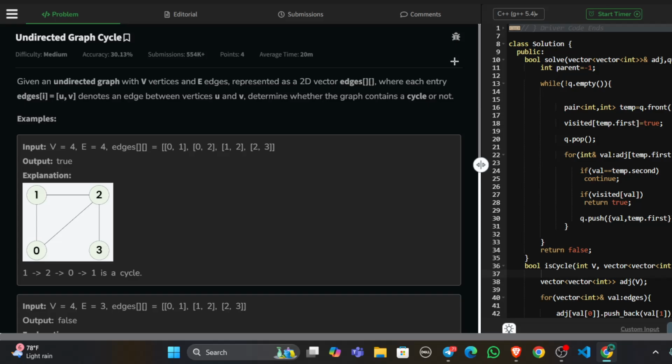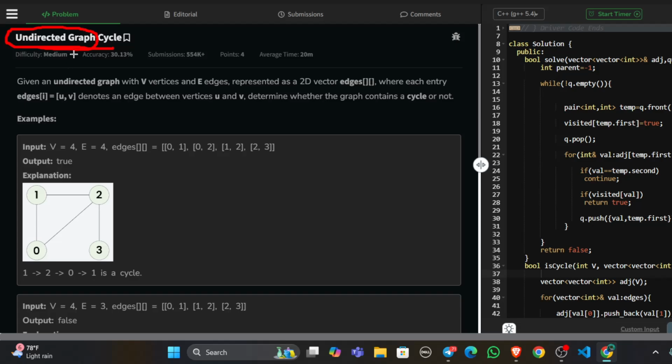Today I discuss the graph problem. The question name is undirected graph cycle. You should know what an undirected graph is. If you don't know what an undirected graph is, please go watch the article on what is an undirected graph.